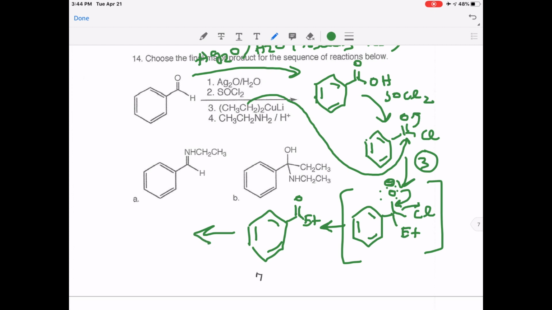At the fourth step, now we are basically going to create an imine with this reagent. This is a primary amine, and so under acidic conditions, sorry about that.